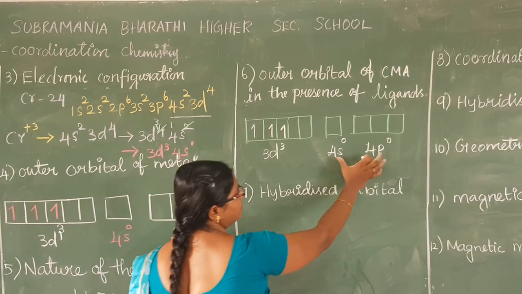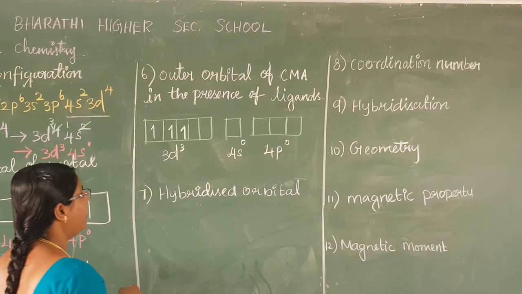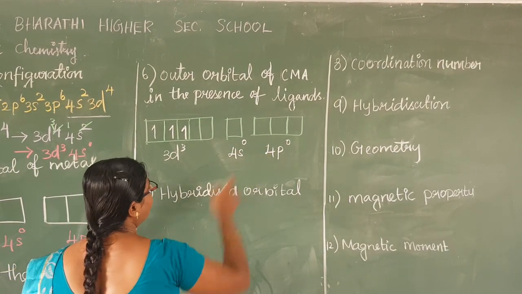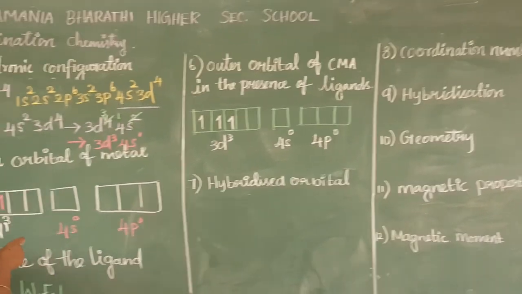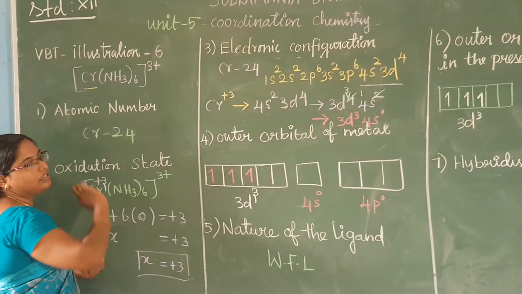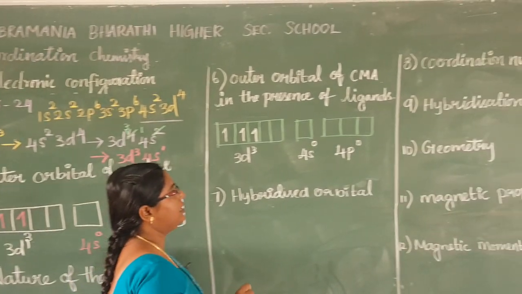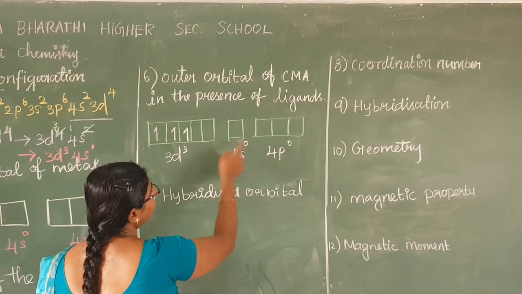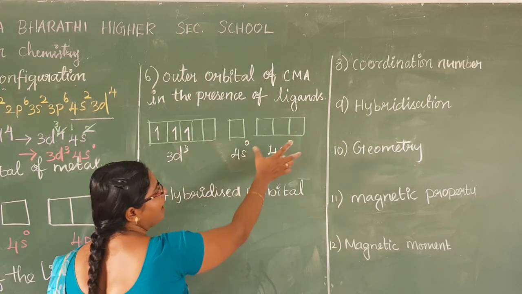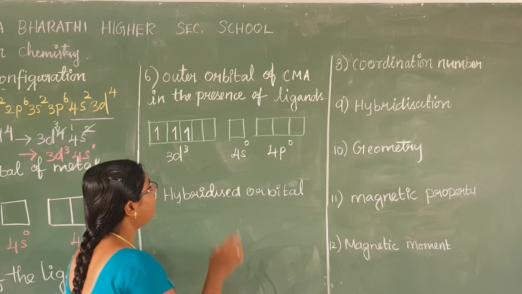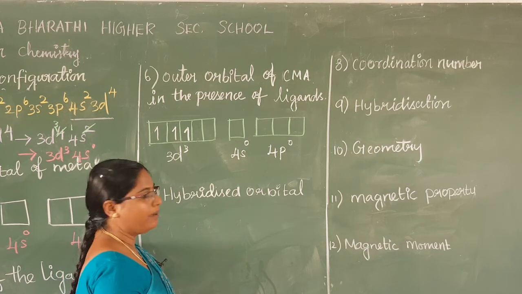We have to mix these atomic orbitals, then we can get the new hybridized orbital. Before mixing these orbitals, you need to see how many ligands are there. 6 ligands are there. 6 ligands in the sense we need 6 degeneracy set. You just count the empty orbitals: 1, 2, 3, 4, 5, 6. So we are having 6 degeneracy set without electrons. So these orbitals will be taking part in hybridization.